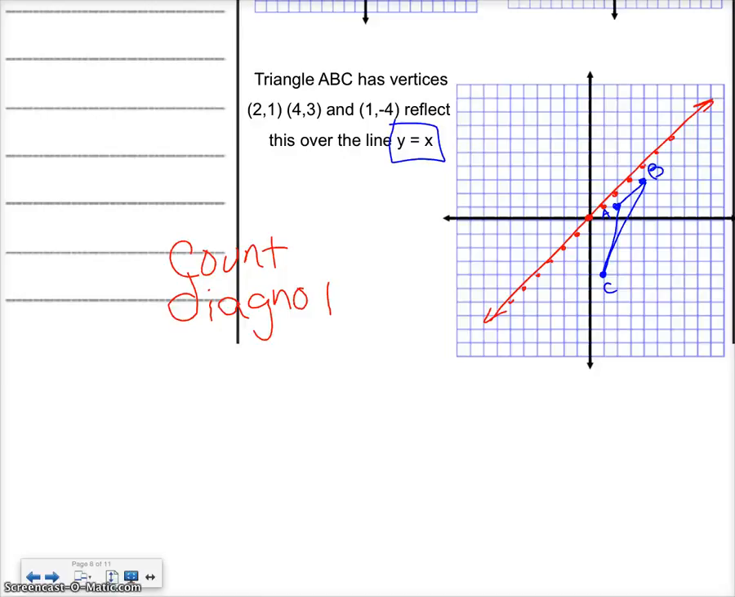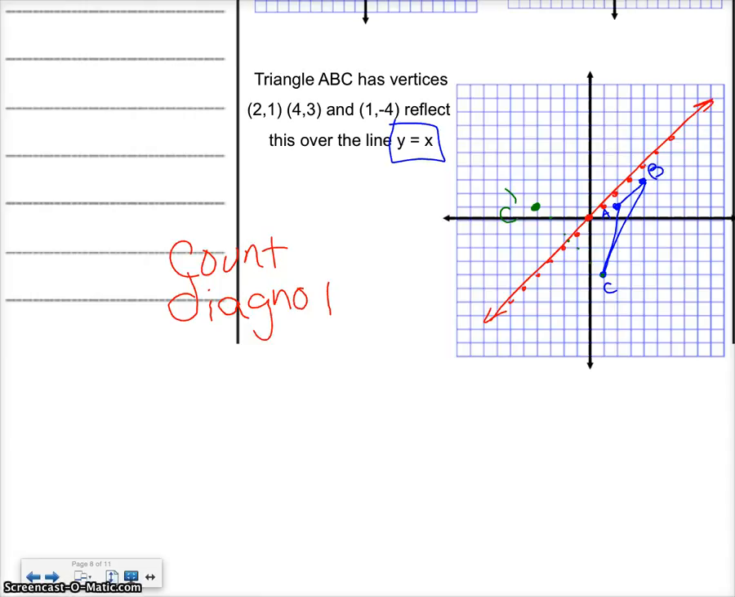So here I go. Here's C. I want to know how many diagonals away from y equals x is C. So 1, 2, 0.5 diagonals. Okay? Then guess what? C prime is going to be 2.5 diagonals away. So here's 0.5, 1, 2 diagonals. This is C prime.